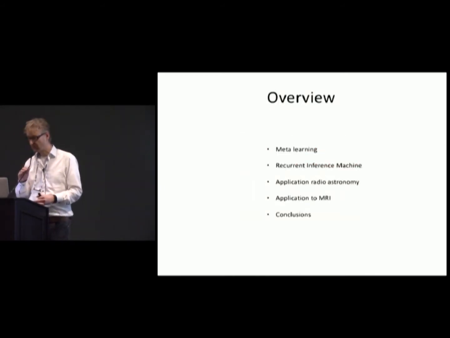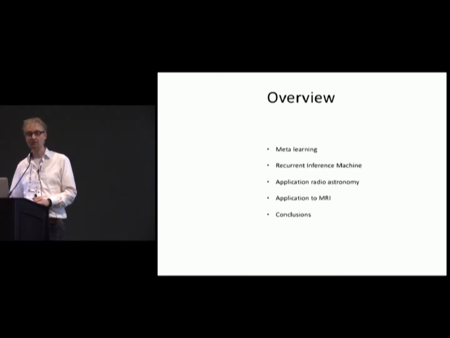Okay, so here's the overview of my talk. First I'll connect what I will do to a new exciting development in machine learning called meta-learning. If you were at the symposium on meta-learning yesterday, you'll see some of the pictures copied. Then I'll connect that to recurrent inference machine as an instance of a meta-learning algorithm, but applied to inference instead of learning. Then I'll show you some results on applying that framework to radio astronomy and MRI, and then I'll conclude.